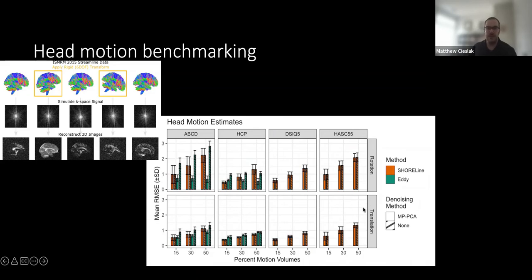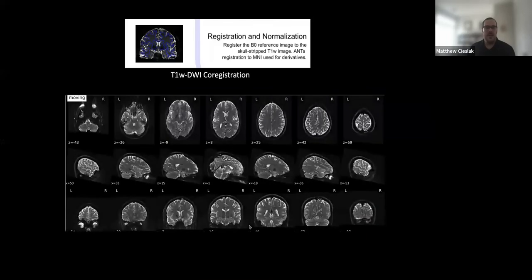SHORELine works well, works comparably to eddy, and it generalizes all the way to Cartesian and random sampling schemes. So we've got head motion covered, eddy current correction, maybe someday. And in addition to the diffusion processing, there are a few multimodal things that will happen.